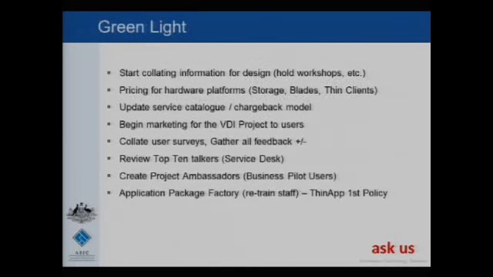So we went through, did all the workshops, collected all the details, created some service catalogs, chargeback models, got all the user surveys, and then the top 10 talkers. Top 10 talkers is a concept that I learned at another organisation. These are the top 10 help desk issues that can't be fixed in the current system. So we fixed them in the virtual desktop solution.